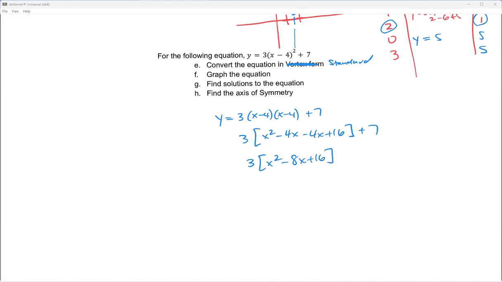Is there a reason why you use brackets? No, I just wanted parentheses to distinguish between this and this. Brackets and parentheses are the same thing. So, good question. It'll be 3x squared minus 24x plus 48 plus 7. And then it's 3x squared minus 24x plus 55. This is standard form.